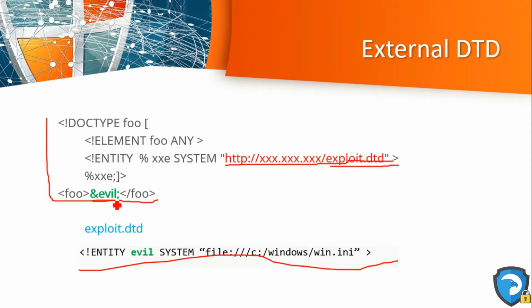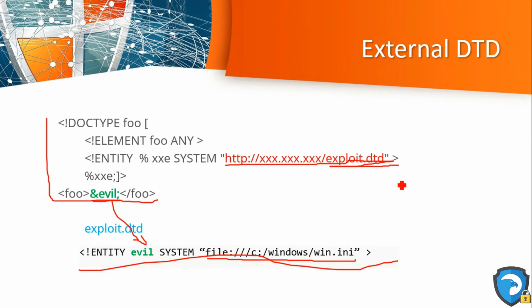So where is %evil? %evil refers to the evil entity in the exploit.dtd. The evil entity of exploit.dtd is calling a windows.ini file. So this is the call from outside, where I have called exploit.dtd externally. This is the example of an external entity or external DTD.